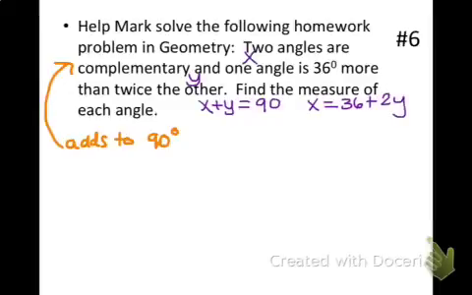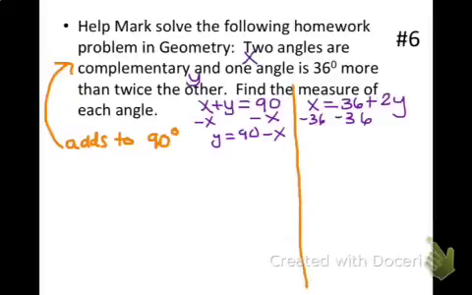Now I can go ahead and solve these. So I'll solve for y. So I have to subtract. So that gives me y is equal to 90 minus x. Here you subtract 36 from both sides. And let me put a line so that we can separate these two. So you get x minus 36 is equal to 2y. Then you just divide everything by 2.